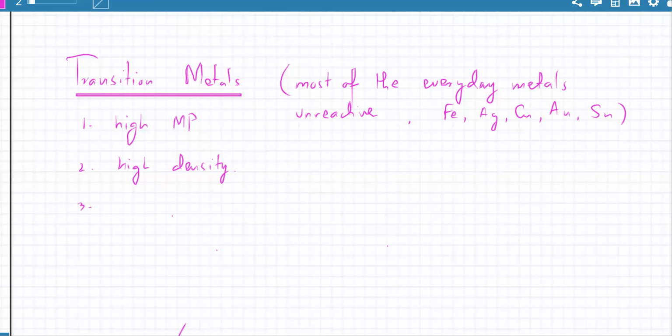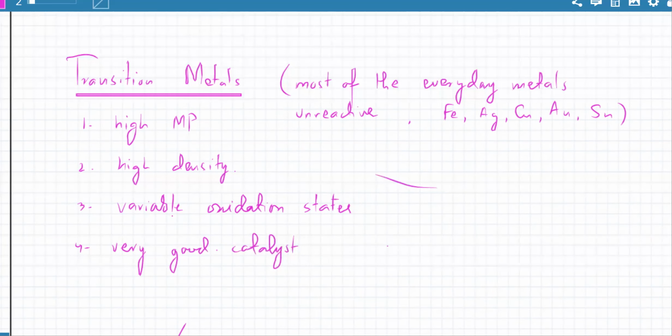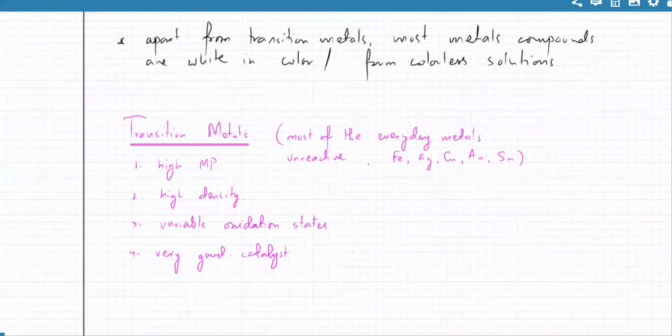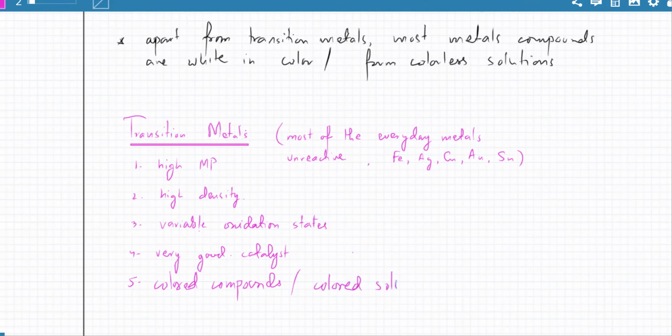Number three, the third point is they've got variable charges as well, which is known as oxidation states. Property number four is that they're very good catalysts. And there is a fifth property, which is what's left, colored compounds. So they form colored compounds, and colored solutions. And you have to remember the properties of transition metals at all costs.